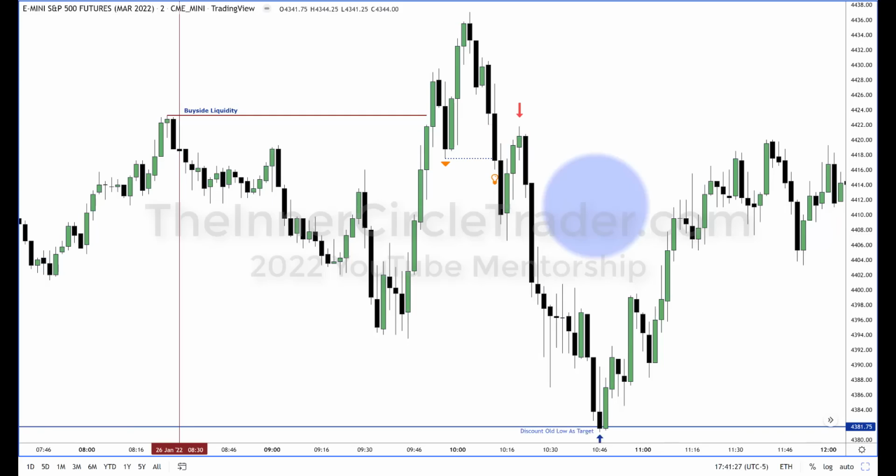And the discount old low as a target right there. So your charts would look just like this. In any open space like over here, you would just type in whatever important factors you found insightful about this example. How long did it take?